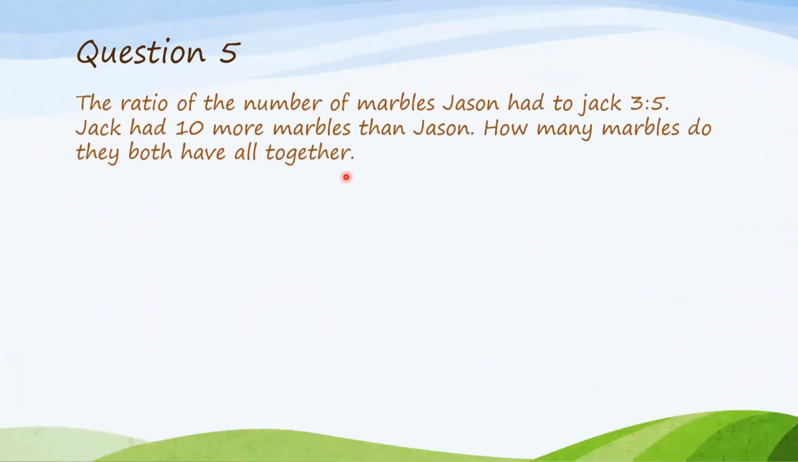There we go. Question 5. The ratio of the number of marbles Jason had to Jack was 3:5. Okay, so Jack had 10 more marbles than Jason. How many marbles do they both have altogether? Ooh, that's kind of a lot of transitions.